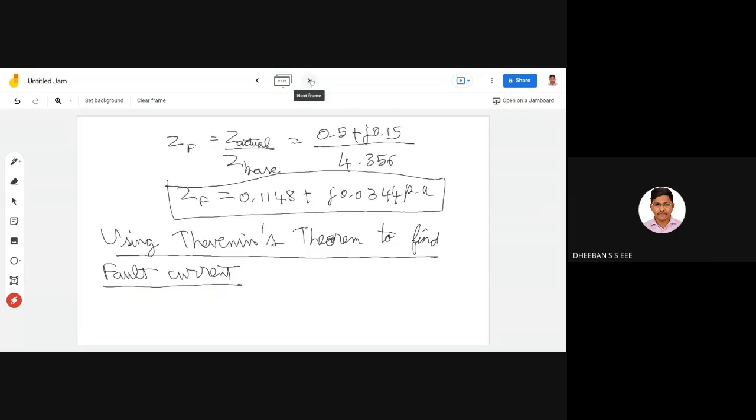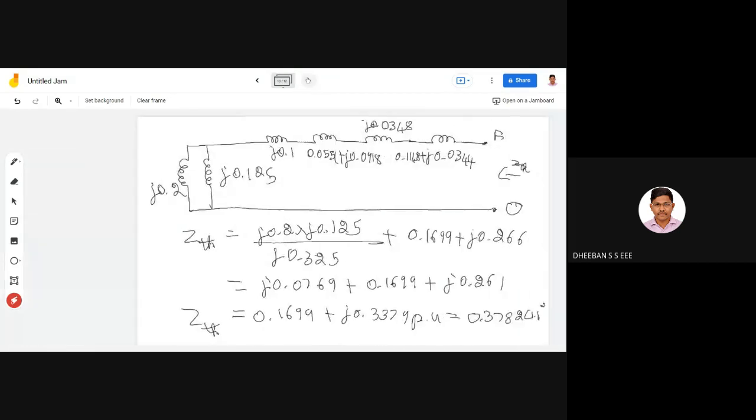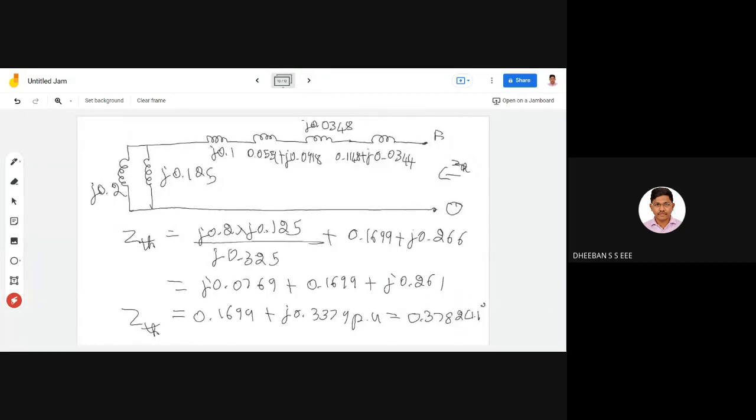It's very simple steps only. We have already discussed. So first you draw the reactance diagram. Okay, so this is the particular reactance diagram. After drawing the reactance diagram, you have to find the Thevenin equivalent impedance. For that you have to see from your right side to the left side.